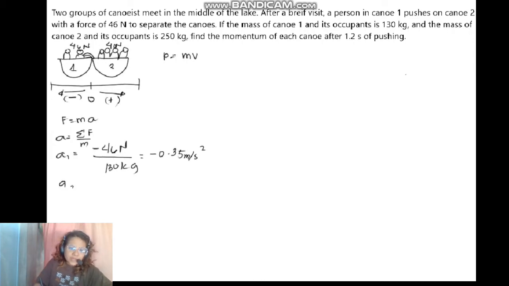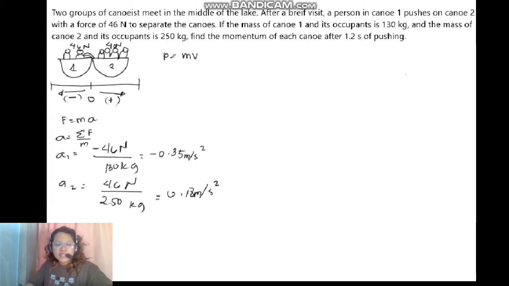And for canoe 2 naman, we're going to put 46 Newton over 250 kilograms. And the answer that we're gonna get here is 0.18 meters per second squared. Okay, now that we have the acceleration of both canoes, we can now find the velocity. To find the velocity, we can simply use the formula velocity is equal to initial velocity plus acceleration times time. Yan.